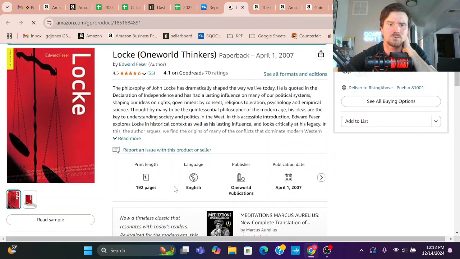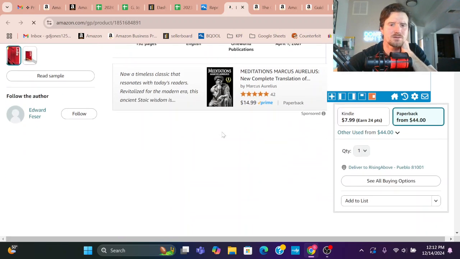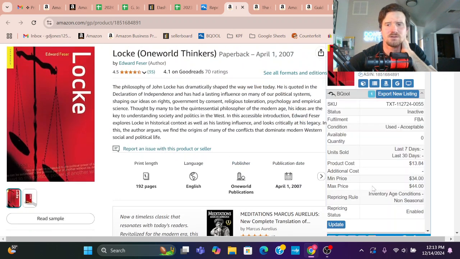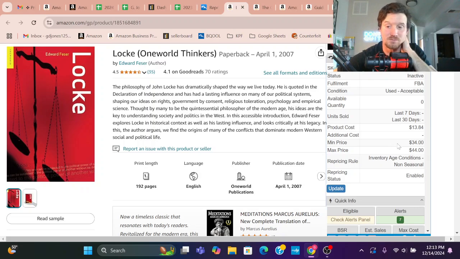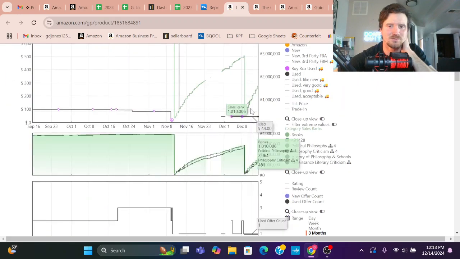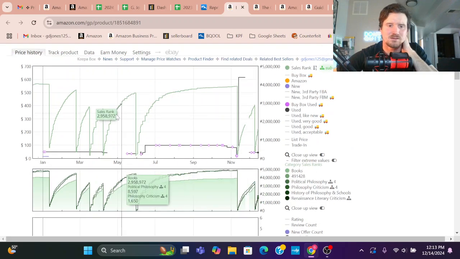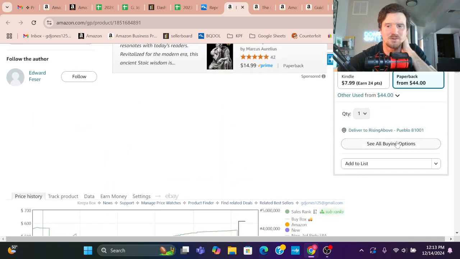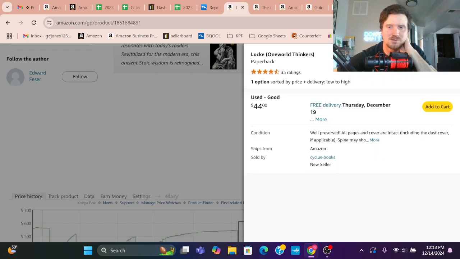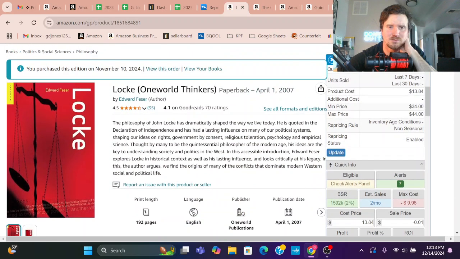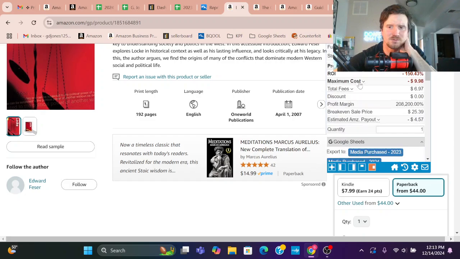Do the Lock One World Thinkers. Let's see what we got here. So I got it for $13.84. My min price is $34, and my max price is $44. Man, that's kind of low. Oof. Let's see, 34, 49. I see why I priced the bottom at 34. Oh, I'm not even on this. Let's see what's going on with this.